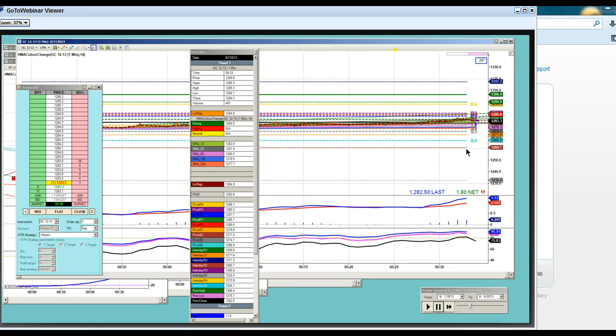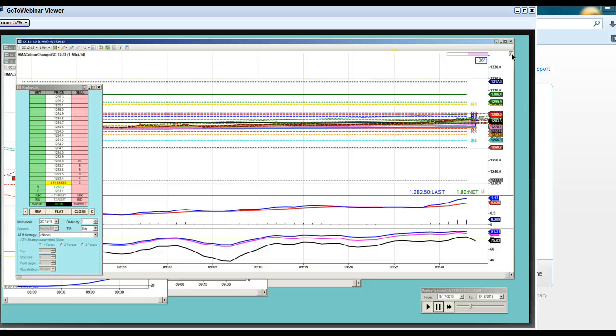The dotted ones, which have no labels, are your interday, and the ones with the S's and the R's next to them are the actual pivots that you need to be concerned with. So that's the easy way of remembering that. Okay?